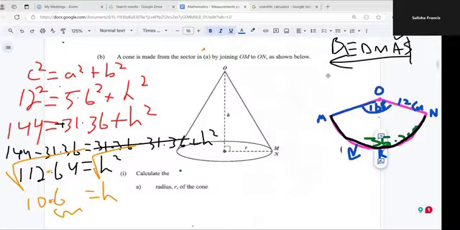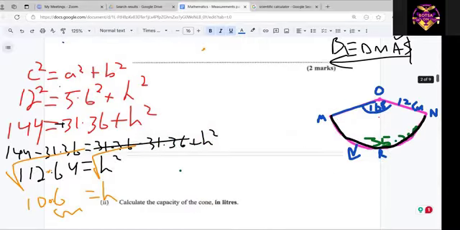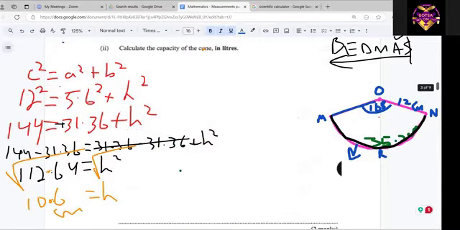Okay. So I believe there's one more part to this question. They want us to calculate the capacity of the cone in liters. Anytime you see capacity, that means they're asking for volume, right? So they want the volume of the cone, but in liters. So we need to find the volume of the cone and then convert it to liters.